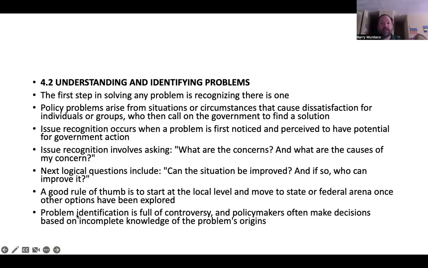So the first step in solving any problem is recognizing there is one. Policy problems arise from situations or circumstances that cause dissatisfaction for individuals or groups who then call on government to find a solution. Issue recognition occurs when a problem is first noticed and perceived to have potential for government action. Recognition involves asking what are the concerns and what are the causes of my concern. Next logical questions include, can the situation be improved? And if so, who can improve it? A good rule of thumb is to start at the local level and move to the state or federal arena once other options have been explored. Problem identification is full of controversy, and policymakers often make decisions based on incomplete knowledge of the problem's origins.